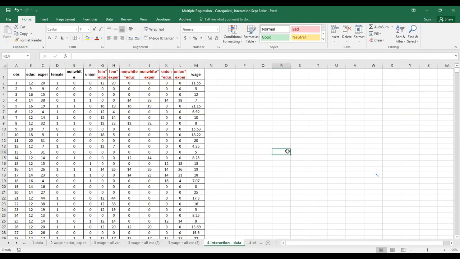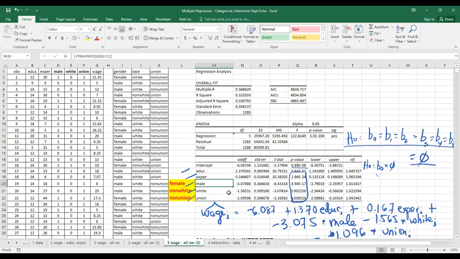We have a few more minutes. Now, there's such a thing as interaction. Okay? Because what we looked at earlier was female alone, non-white alone, union alone. What does that mean? We did not look at what happens if she is female. Because what did we say here? If you are female, you tend to receive $3.07 less than the male counterparts. What happens if both of you increase 1 year in education? This only tells us that when education increases by 1 year, the increase is 1.37. But what if the one who increased in education is female?